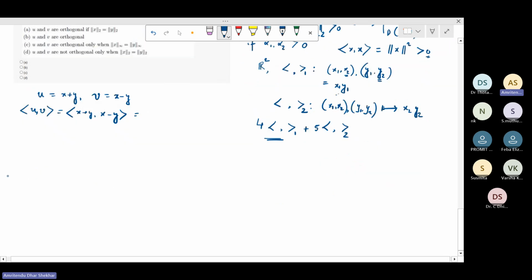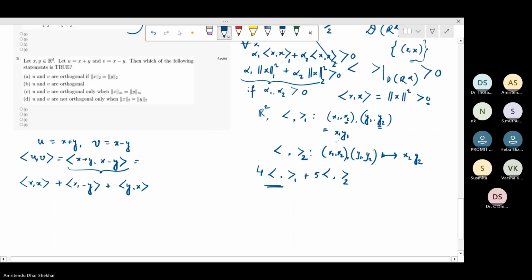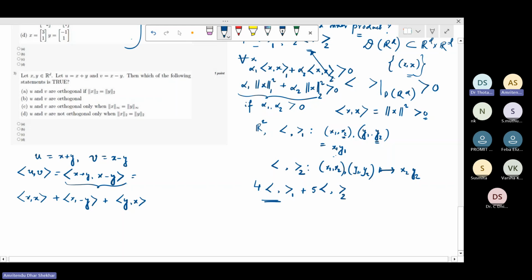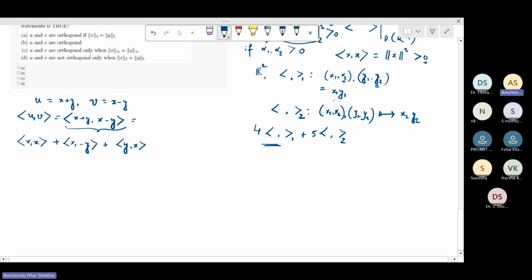So that is equal to, from the bilinearity of the inner product, x comma x plus x comma minus y plus y comma x, and plus y comma minus y. Please don't give the exact answer; I'm not going to give you the exact answer. Don't worry.